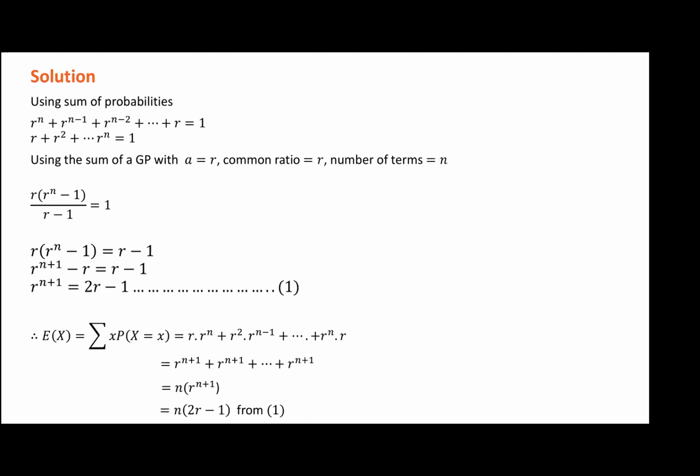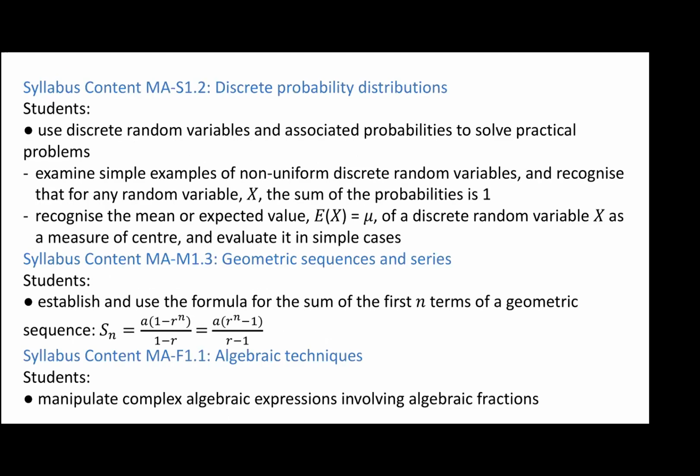Now we know the expected value is equal to the terms top and bottom multiplied together and added. So when we do that, we get r to the n plus 1, n times, and we are then replacing the r to the n plus 1 with what we found earlier, 2r minus 1, and that's how we proved it. Now here we are looking at using discrete random variables and associated probabilities to solve practical problems. We're using the sum of a GP, and we're using complex algebraic expressions and simplification of algebraic expressions.